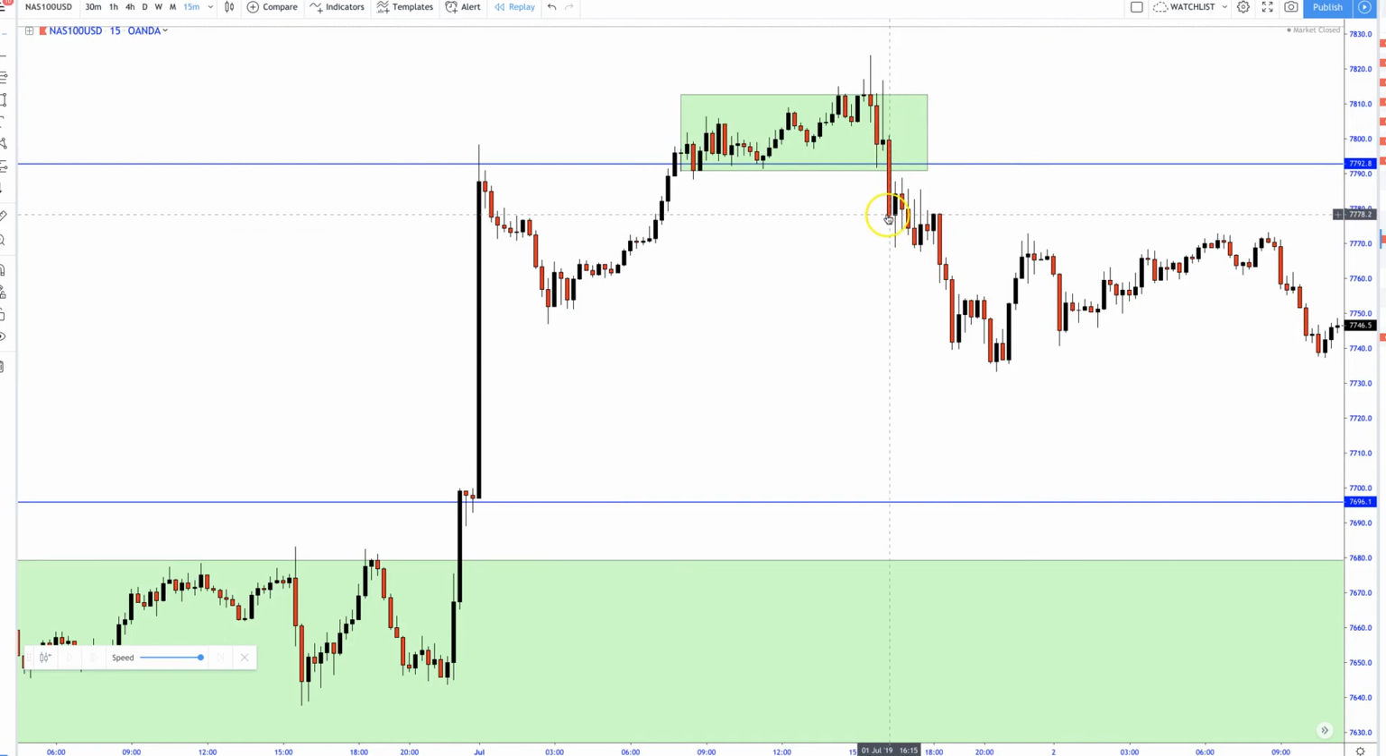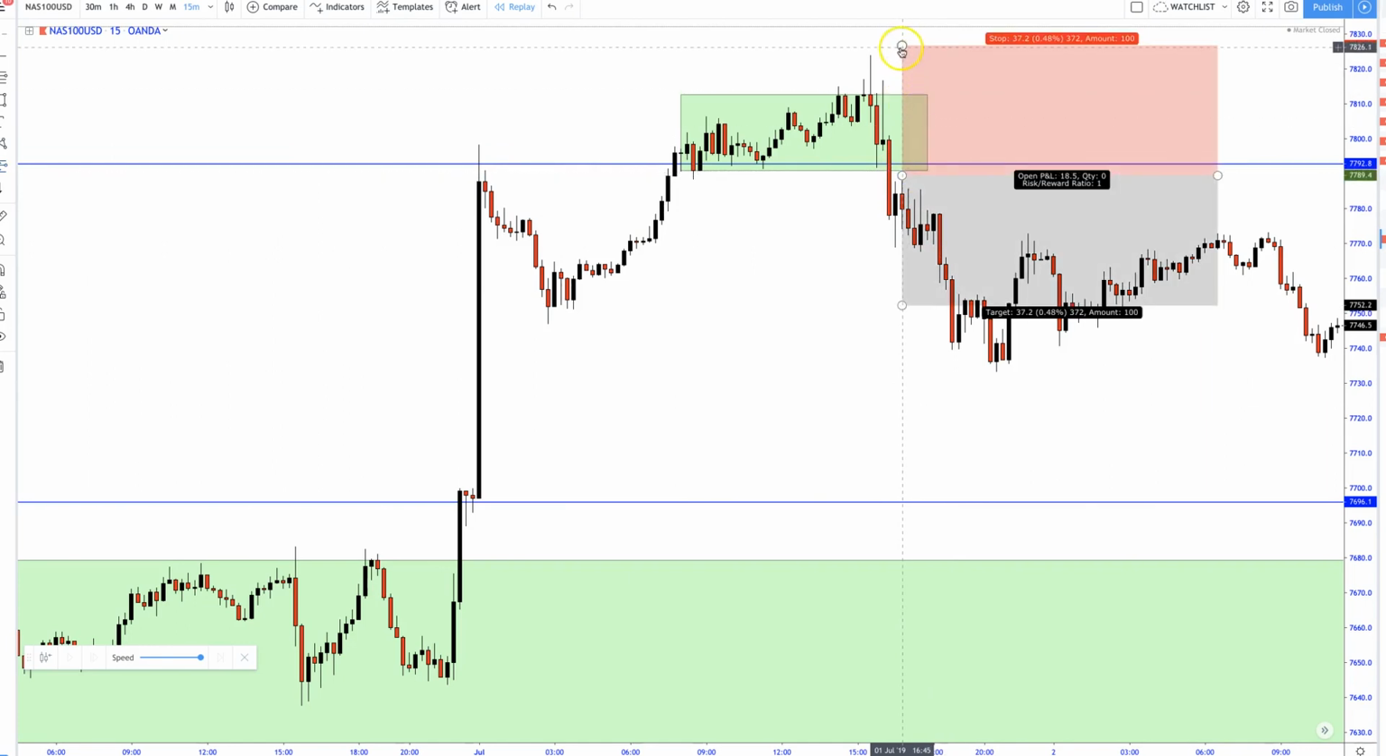Boom. Breaks it. I would have waited for a retest, but it didn't quite get there. We were like, what, 7788? 77. It missed it by 20 pips. But let's just say you see the price gap, you're like, you know what? I'm going to go in over here. Let me take out my short position tool. Right, I'm going to go in over there. That's good enough for me. I'm going to put my stop loss up there.